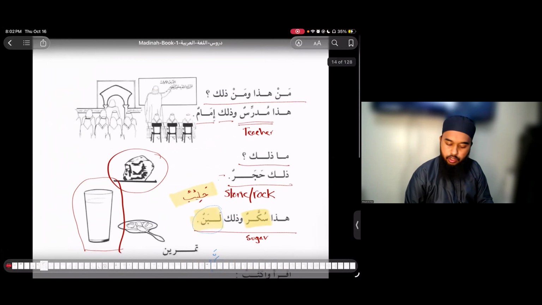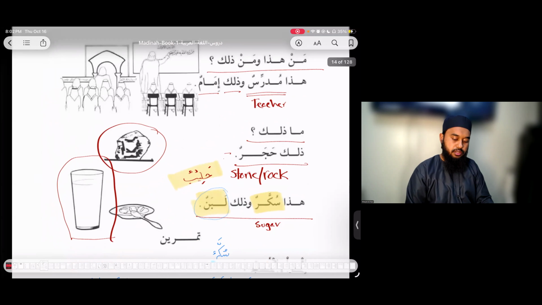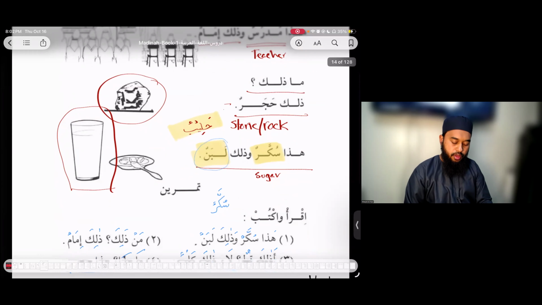Now the same thing over here with man. Man hada wa man dhalik? Who is this and who is that? Hada mudarris. This is the teacher. Wa dhalika imam. Imam, leader. Could someone translate this? Ma dhalik? What is that? And someone online translate dhalika hajar. That is a stone. Hada sukkar wa dhalika laban. This is sugar, and that is milk.